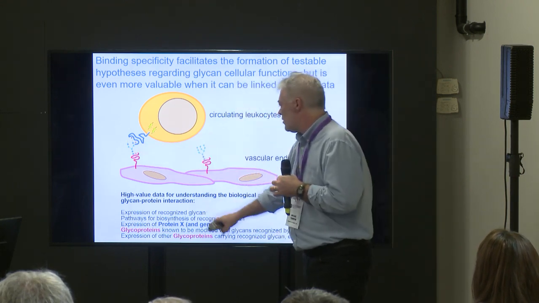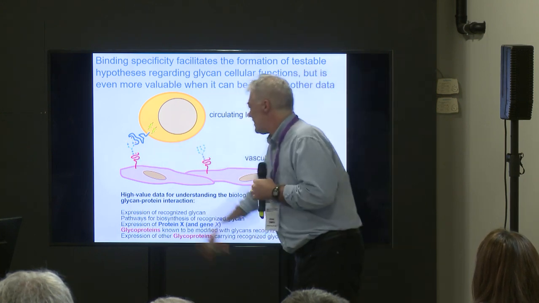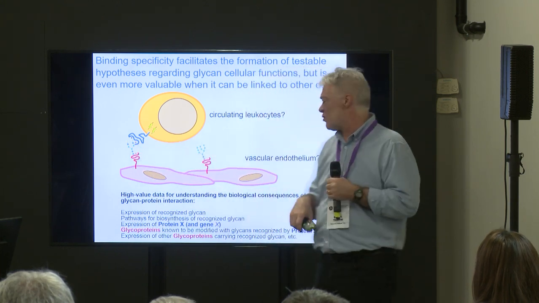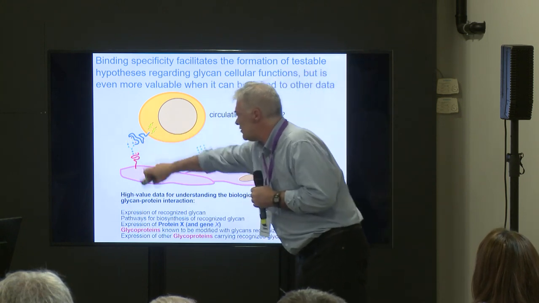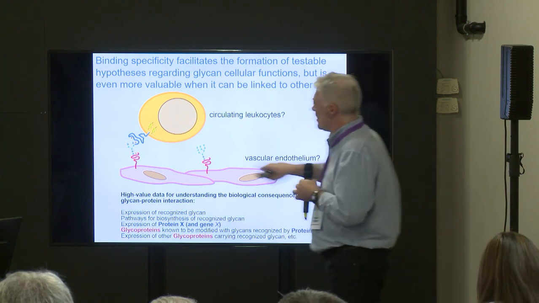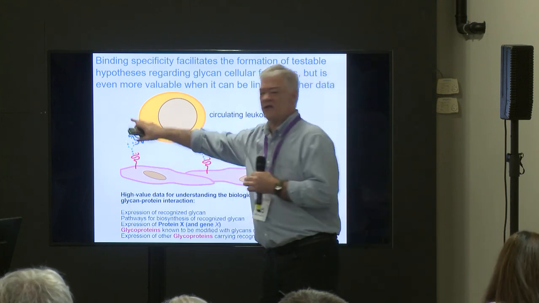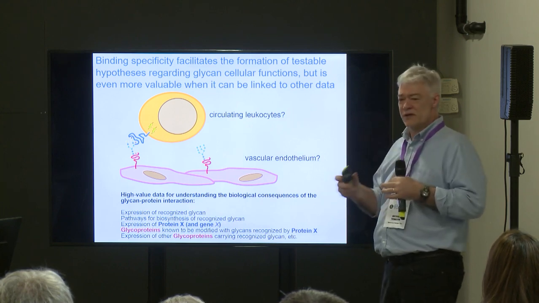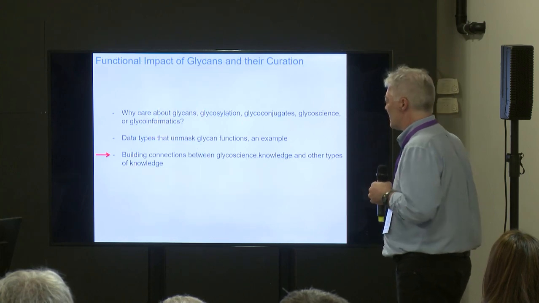You might want to know where the glycan is expressed, what tissues, what cell types express the recognized glycan. You might want to know what the biosynthetic pathway is for the recognized portion of that glycan. You might want to know where the protein, both the binding protein and the protein that has that glycan on it, are expressed. Are there other proteins that also have that glycan on them? And what sites on that protein have that glycan? So there's a lot of data out there and available that you might pull together to enrich the model of what's happening in this biological context.